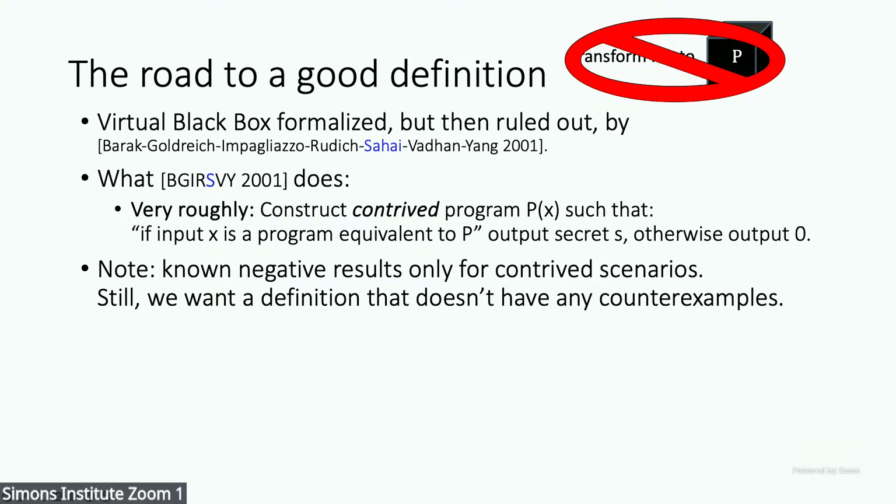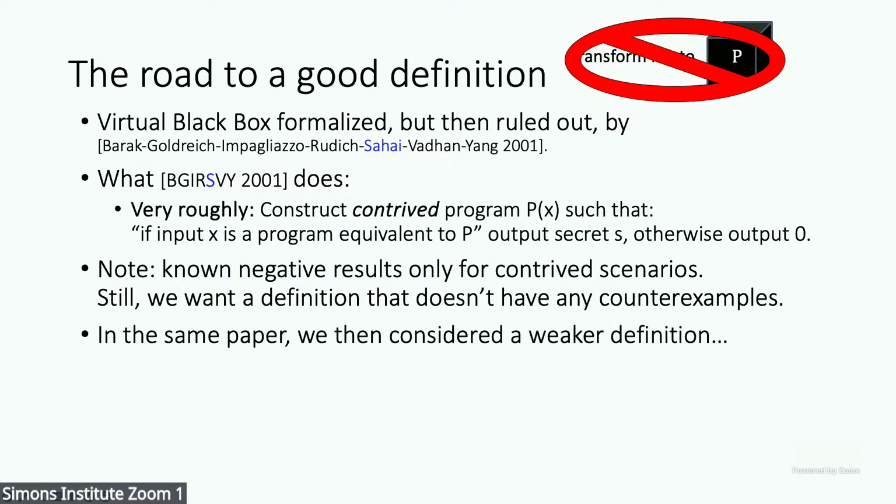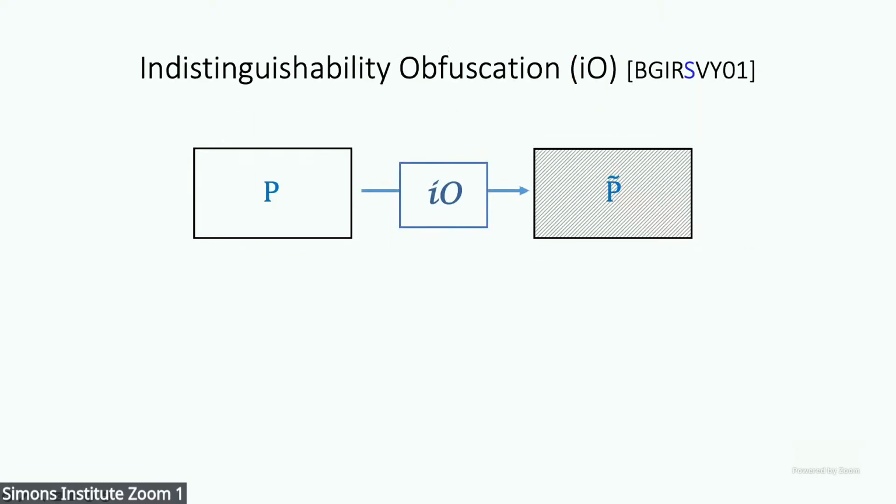Nevertheless, we're mathematicians, and we don't want to work with a definition for which we know we have counterexamples. This is not very interesting mathematically. So we want to move to a better definition. And indeed, in the same paper, we considered a weaker definition called indistinguishability obfuscation, which is the focus of this talk and the focus of the tutorial and the focus of a great deal of work over the last several years. So what is I/O?